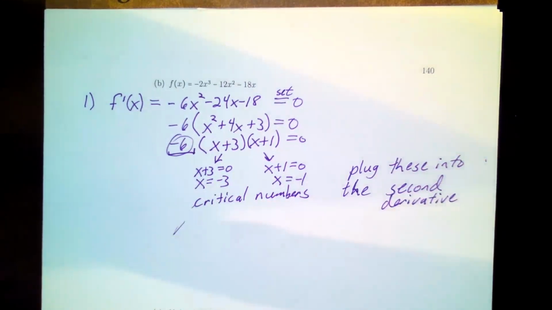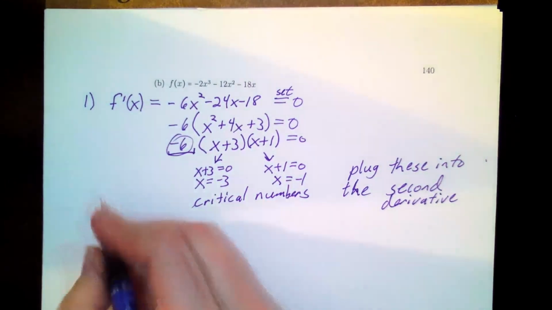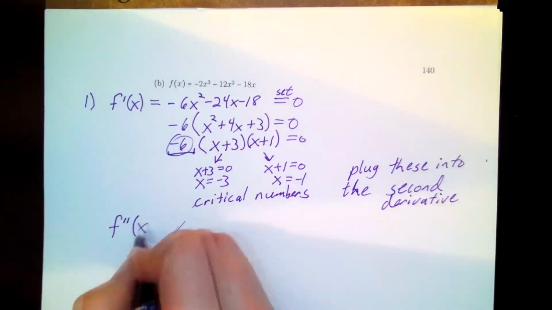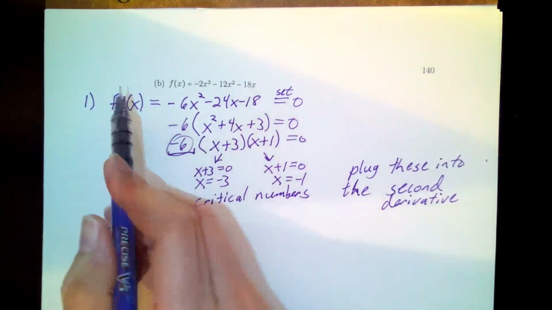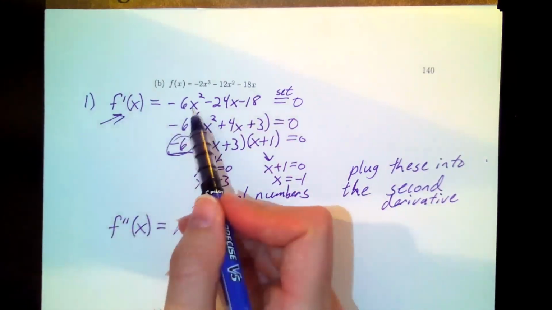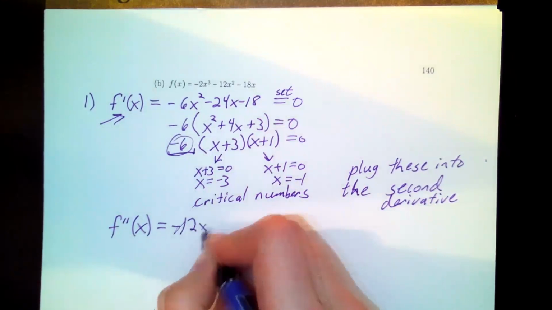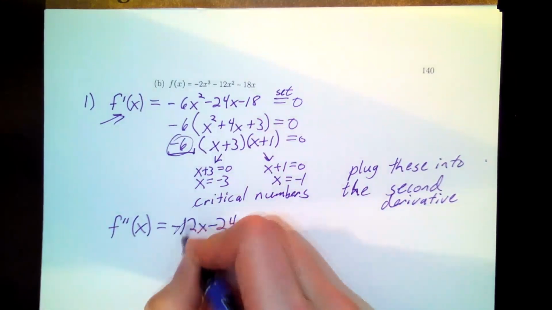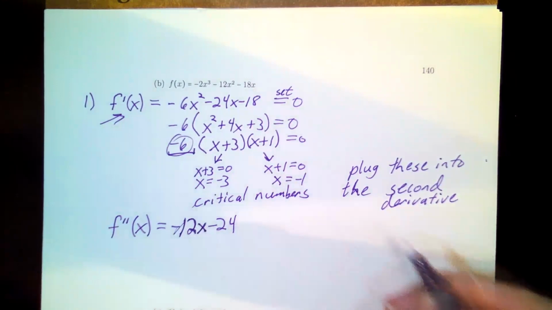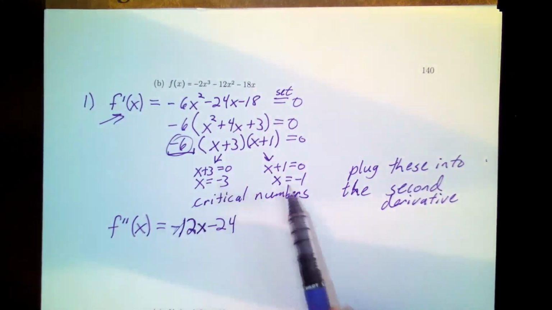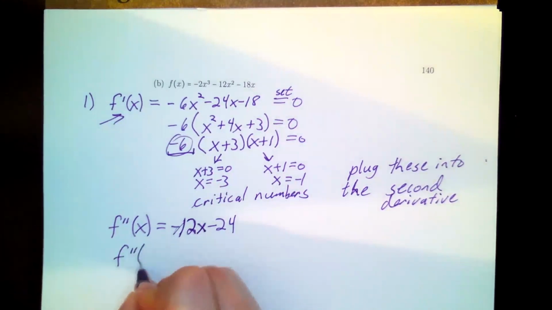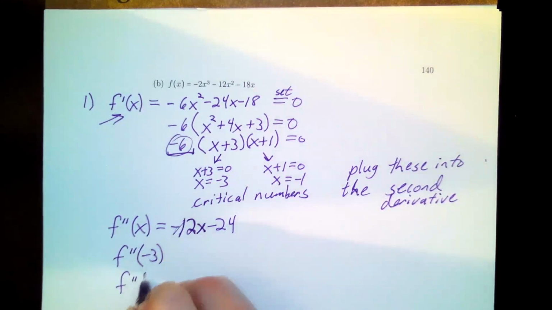That means that we need the second derivative now. So while we're here, let's find the second derivative. We go back up here where I found the first derivative, and we take the derivative of that term by term. Get minus 12x minus 24. I'm going to take these two critical numbers and plug them in here and see what this is telling me is going on at my critical numbers.